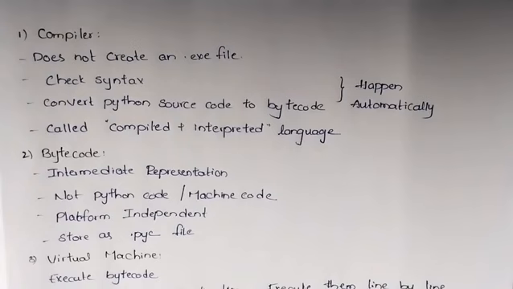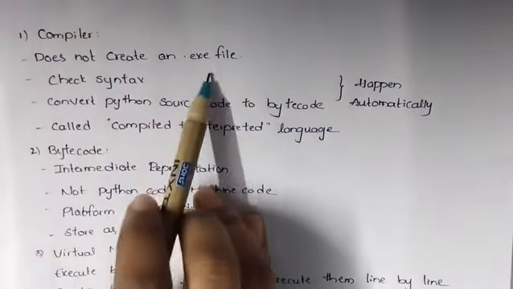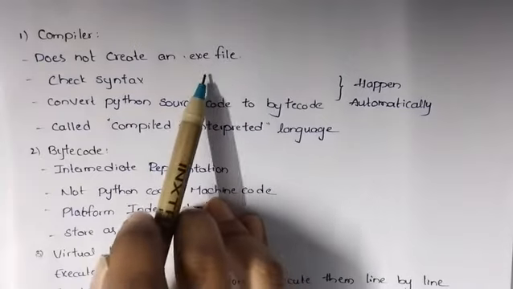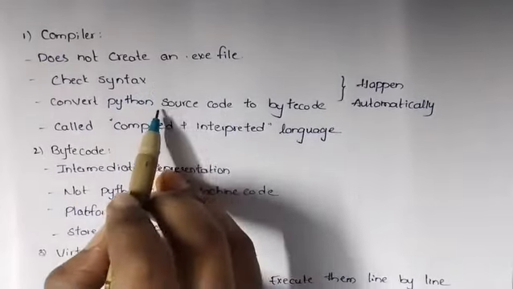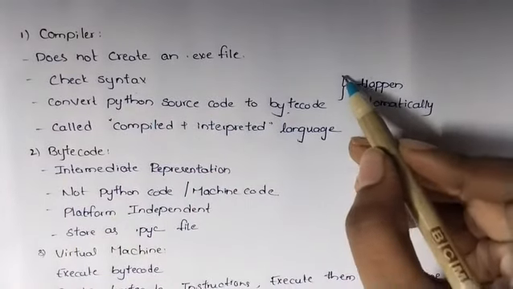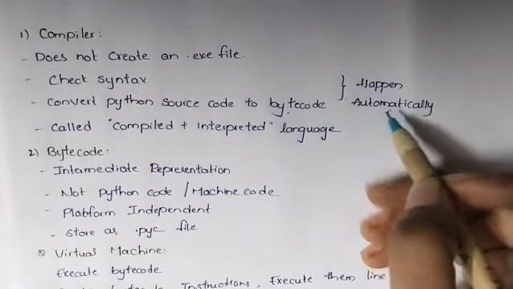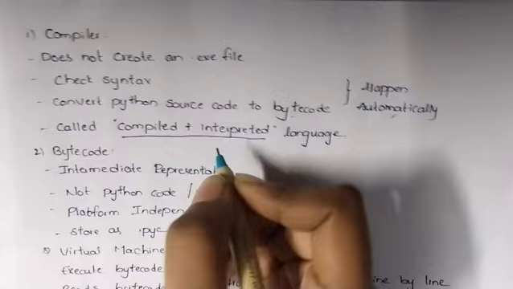Let us understand how internally the compiler, bytecode and virtual machine work. First, the compiler. It does not create an executable file like an .exe file. It only checks for syntax and converts the Python code into bytecode. This process happens automatically. Hence, Python is also called a compiled plus interpreted language.